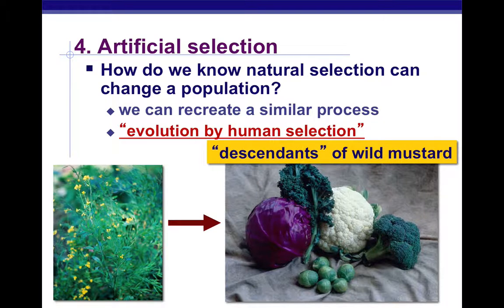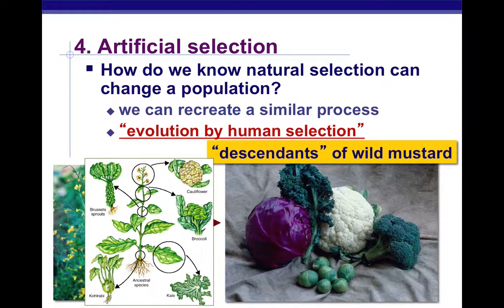The next piece of evidence for evolution is artificial selection. This is actual evolution that humans have caused. When we look at the primitive mustard seed plant, this was usually a wild mustard. We've evolved this mustard into various types of vegetables, like Brussels sprouts, cauliflower, broccoli, kale, and so on. So humans have modified the mustard genetically and bred it in a specific way so that we would develop these different types of vegetables.